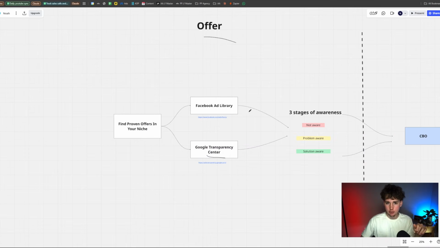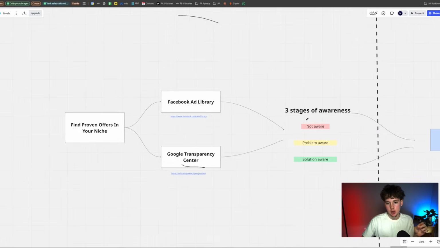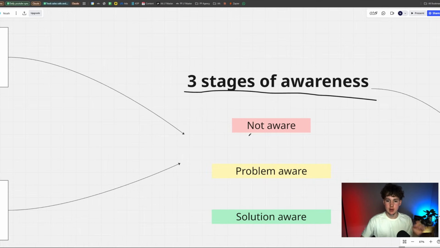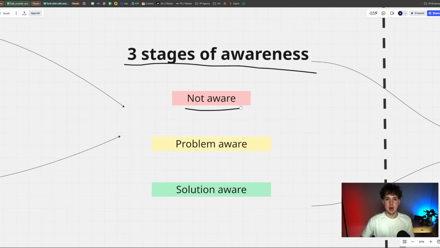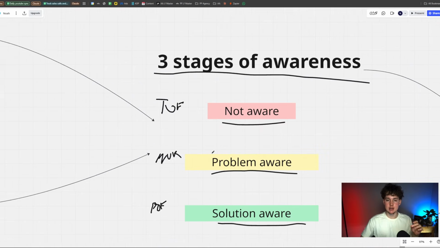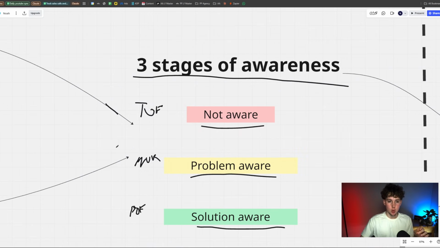Now, in terms of offer, though, this is what a lot of people don't talk about. You have 3 stages of awareness with a buyer, right? You have someone who is not aware at all. They're not aware that they have a problem. They're not aware that there's a solution. You have people who are problem aware, and you have people who are solution aware. You also may have heard of these different terms as top of funnel, middle funnel, and bottom of funnel. So what a lot of people do when they run ads is they simply just hit one of these buckets, either middle funnel, top funnel, or bottom funnel.